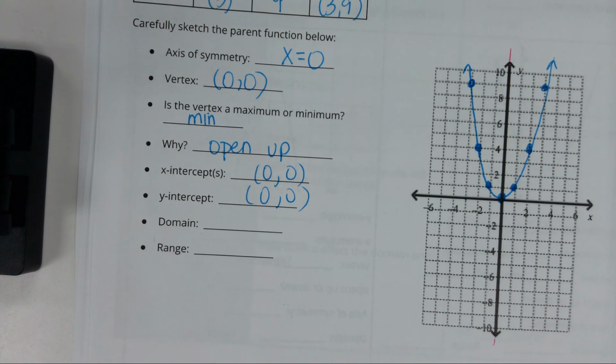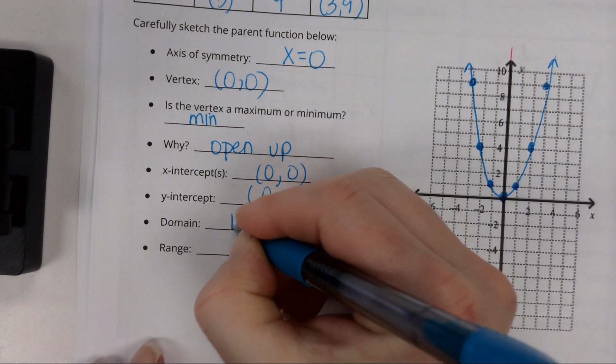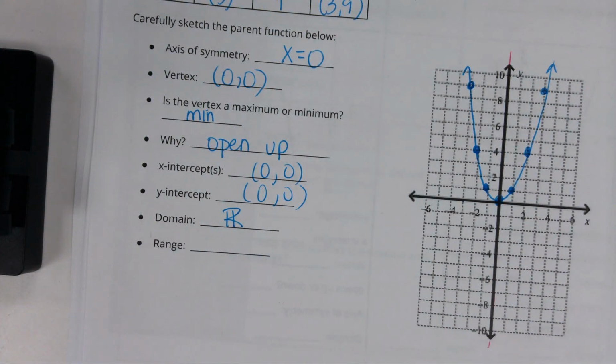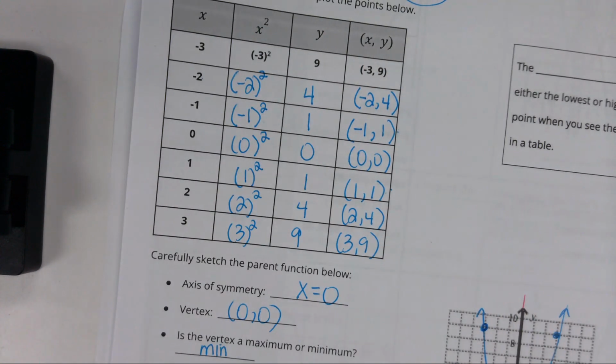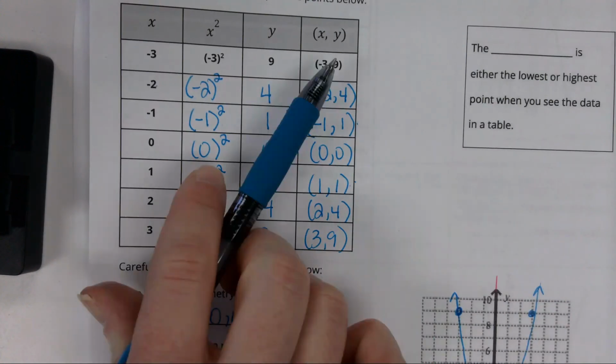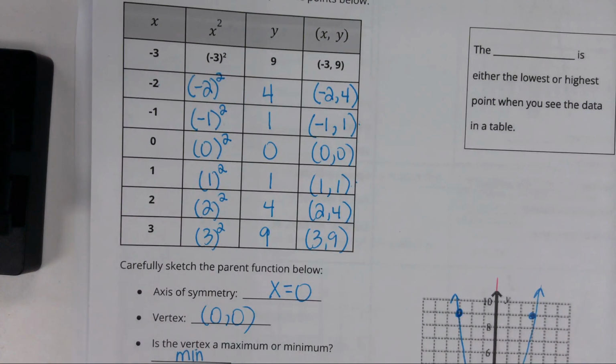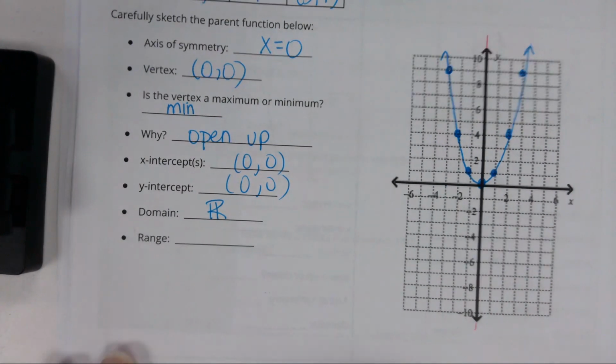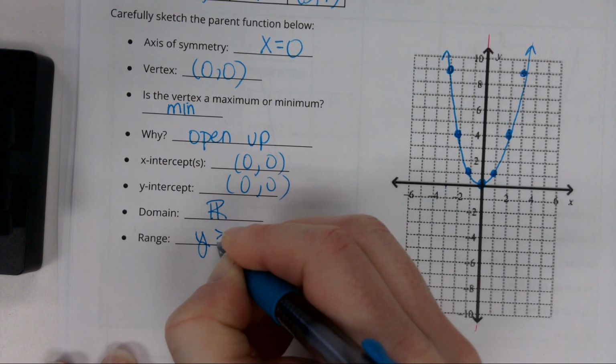Very last thing is not a super big deal, but we should tie it into domain and range. Domain is all real numbers because it can be anything. Didn't we input positives and negatives? Yeah, but what came out? What kind of numbers? Only positive numbers. So the input, the domain, is all real numbers. The output is positive numbers. So we were going to say y is greater than or equal to 0.